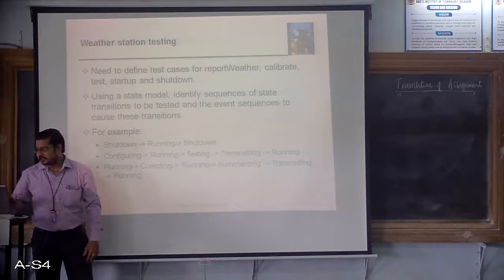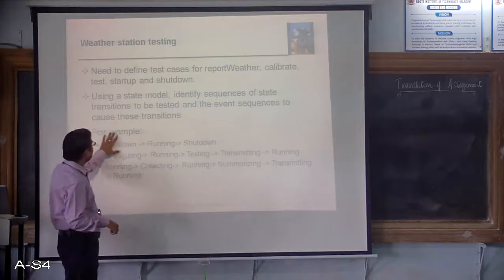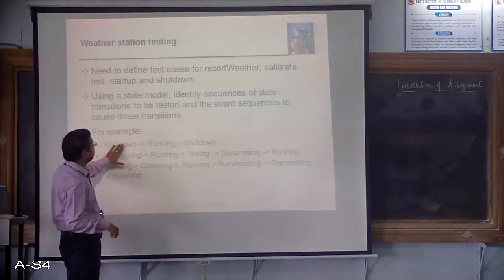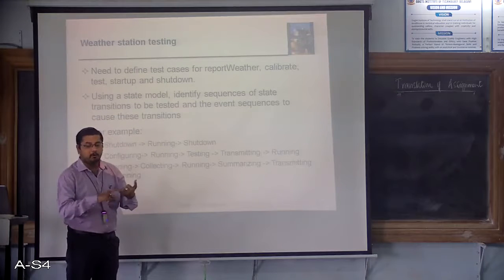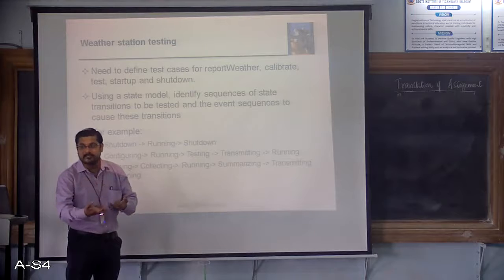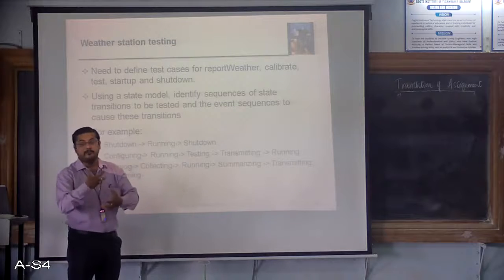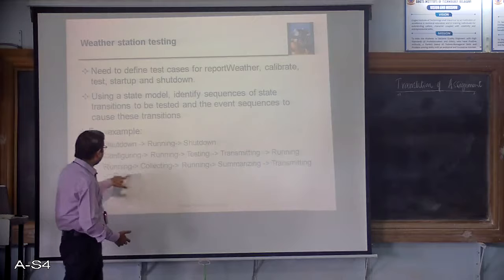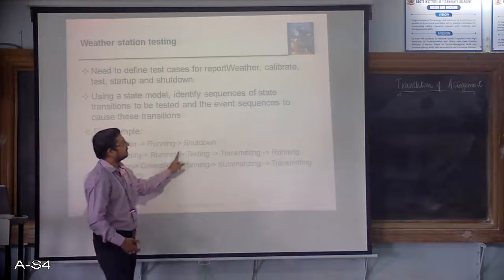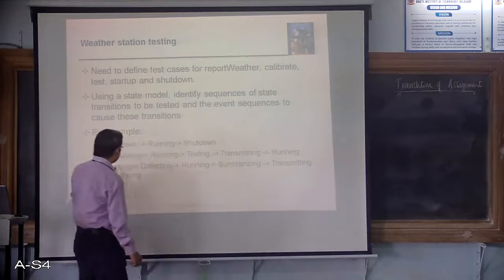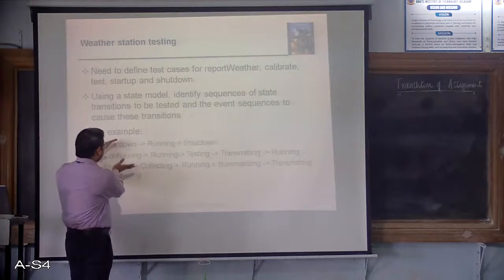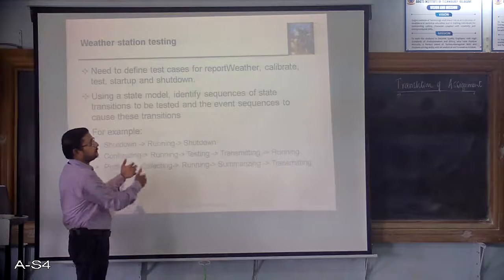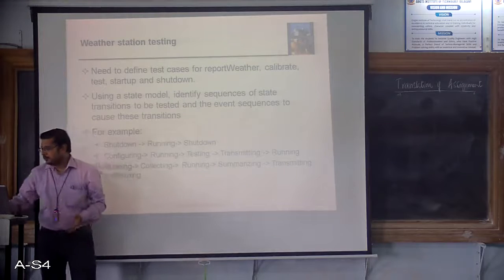And next, weather station testing: we have to check all the instances. For example, shutdown. As I already told, we have to check all the attributes, all the possible states, all the interactions, all the functionalities. For example, shutdown, running, shutdown. So this is one method. And next, configuration, running, testing, transmitting, running. Next, running, collect. These are all different scenarios, and all these scenarios we are going to check with respect to unit testing.